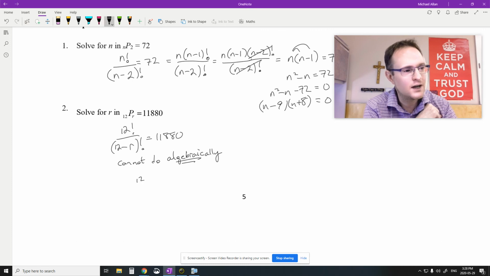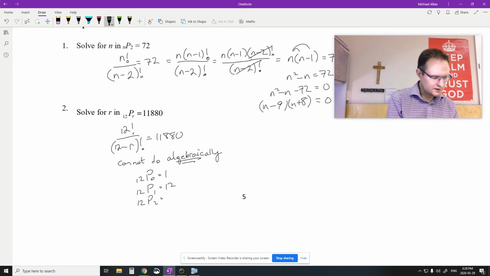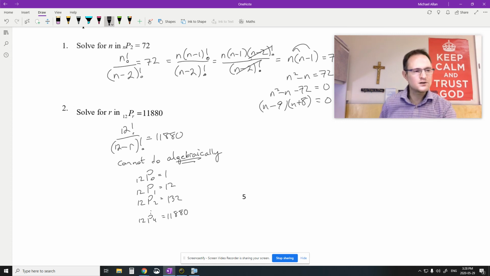You go 12P0, 12P1, which is 12, 12P2. I can't remember what that one is. It's just 12 times 11, 132. Just keep on going until you get to 12P4 in this case. It escalates pretty quickly, and you get 11,000. So there's your answer. So r is equal to 4. There you go. Cool. All right.